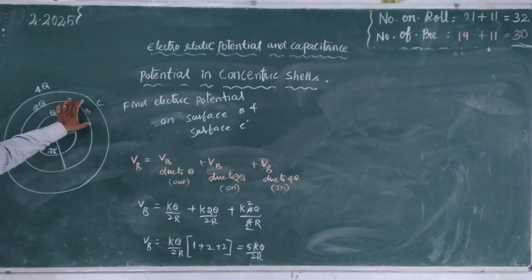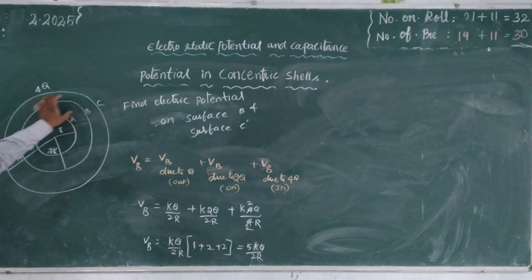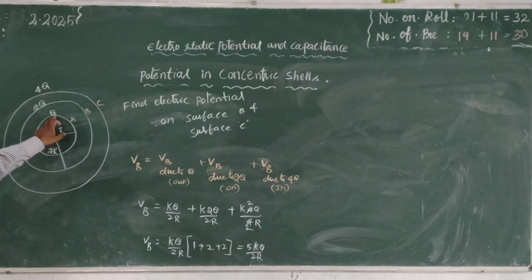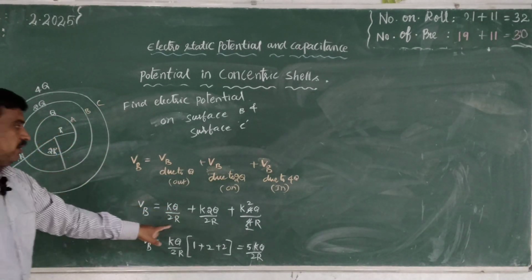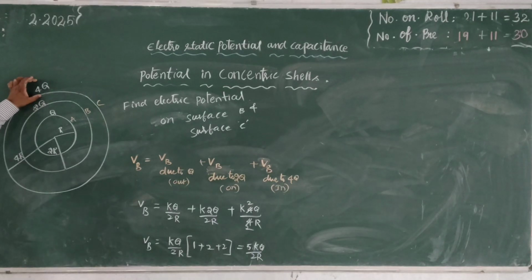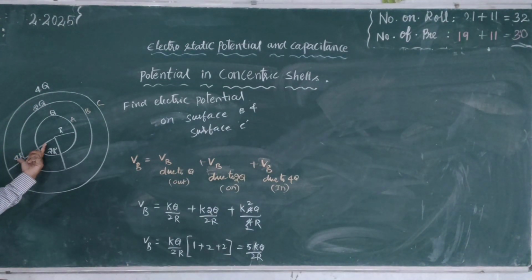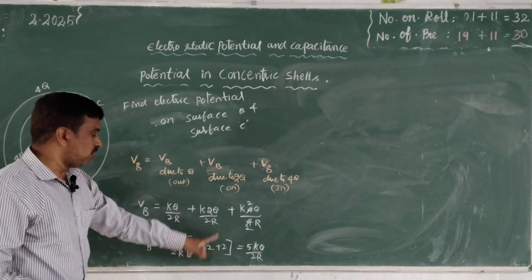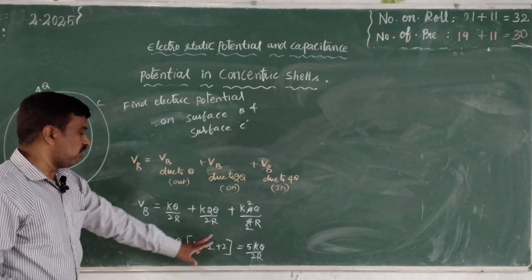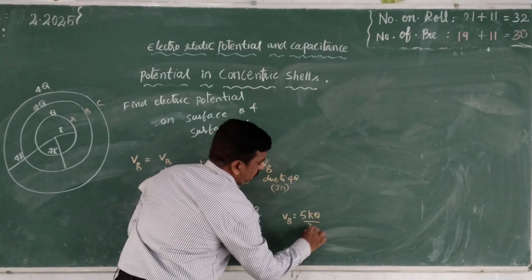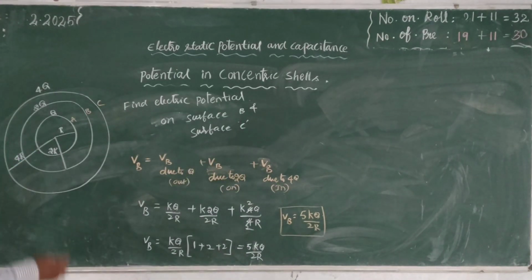Again, listen. The potential on surface B is due to q, 2q and 4q: q is an outside point, 2q on the surface, 4q an inside point. For q, the charge is q and the radius is 2r. For 2q on the surface, the radius is 2r, so 2q by 2r. For 4q, an inside point, the radius is 4r, so k4q by 4r. Taking kq by 2r common, we get 1, 2, 2, so 2 plus 2 is 4, plus 1 is 5 kq by 2r. The potential on surface B equals 5kq by 2r, due to the q, 2q and 4q charges.